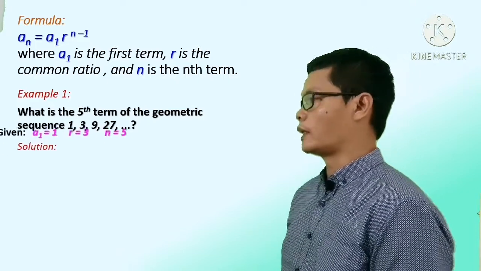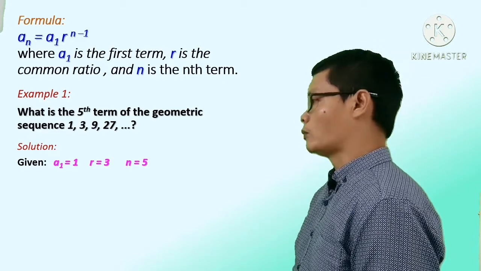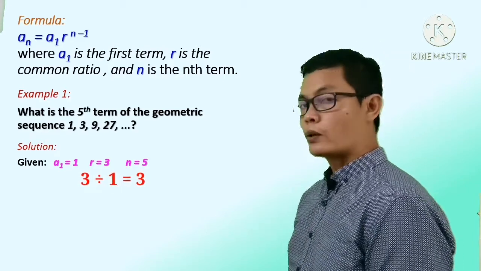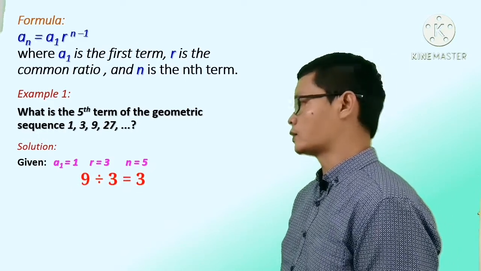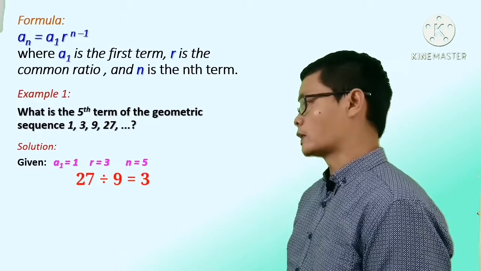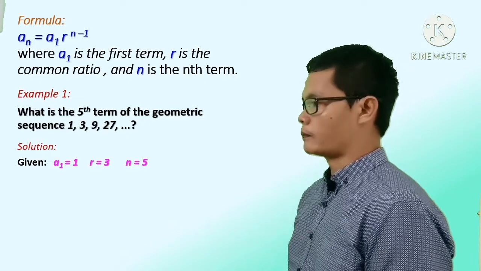We have the given a sub 1, which is the first term, is 1. The common ratio is 3. Where do we get the 3? We can divide 3 divided by 1 is 3, 9 divided by 3 is 3, or maybe 27 divided by 9 is 3. So that's the common ratio. n is 5 because that's the end term.